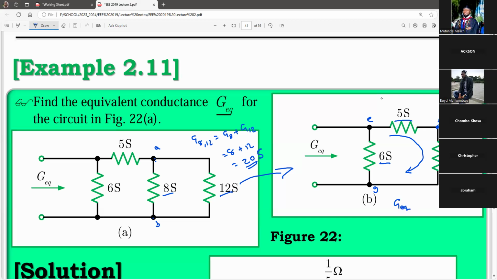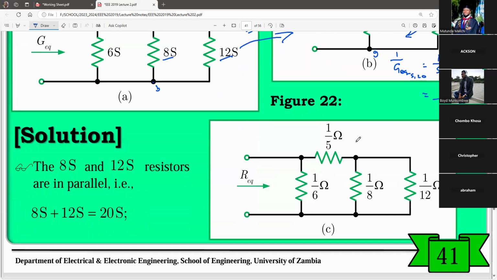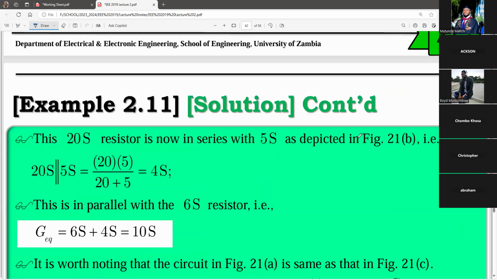And if you remember, 1 over GEQ for 5 and 20, we got 1 over 5 plus 1 over 20, okay, as the equivalent conductance. Then you can determine whatever that value is, with the unit S. That value you get should be less than 5. So if you did that, then you should be able to get 4S. Okay, 4S is less than 5.